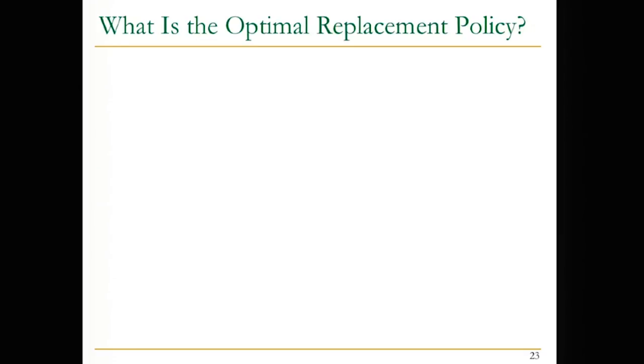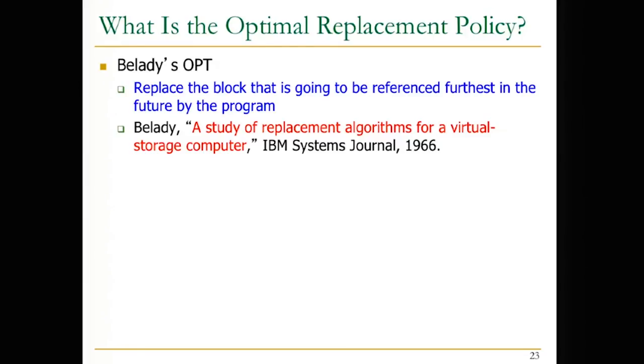Okay, let's go back. What is the optimal replacement policy? I asked this question earlier, and people have thought about this. Someone called Belady actually wrote a paper on it in 1966 when they talked about page replacement algorithms, because it's very similar. If you think about a cache being a cache for main memory, the main memory is a cache for the disk also. And similar issues exist there, except main memory is huge today. But basically, the idea Belady had was that the optimal cache replacement policy is the policy that replaces the block that is going to be referenced furthest into the future by the program. Sounds reasonable, right?